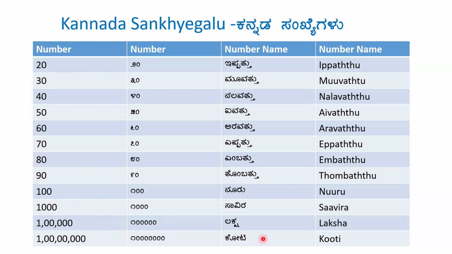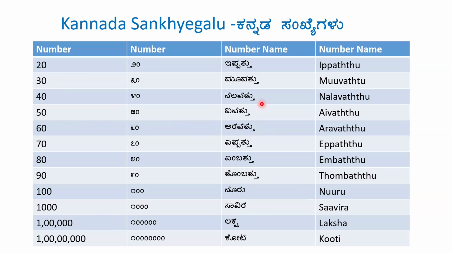Crore Koti. Some of the tricks here also: if you see, 3 starts with mu, correct? So, mu plus vattu, mu vattu. 4 is nalku. Take the na and la from it, nalavattu. 5 starts with aidu. Take the I from it, aivattu. 6 starts with aru. Take just the a and r from it, aravattu. So, these are some of the tricks in remembering the tens.